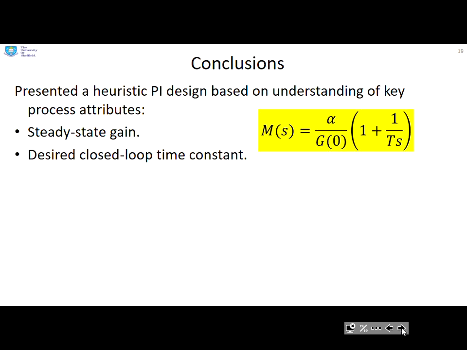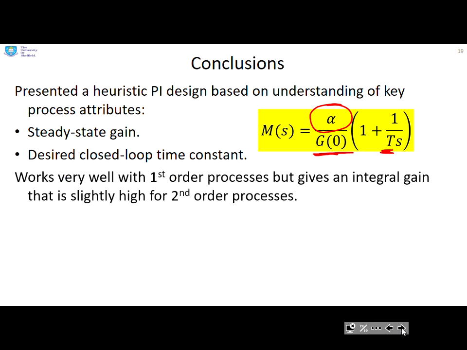Some conclusions then. We presented a heuristic PI design based on an understanding of key process attributes. So basically we exploit the steady state gain, open loop time constant, and a speed up factor alpha to say what we want the closed loop time constant to be. This works very well with first order processes, but gives an integral gain that's slightly high for second order processes and indeed for higher order processes.